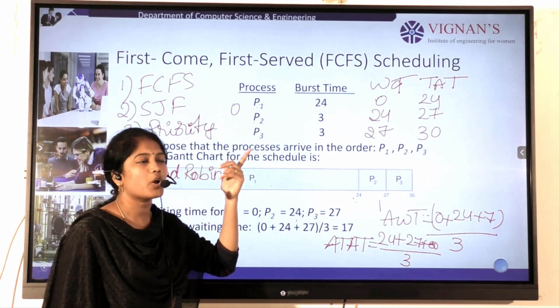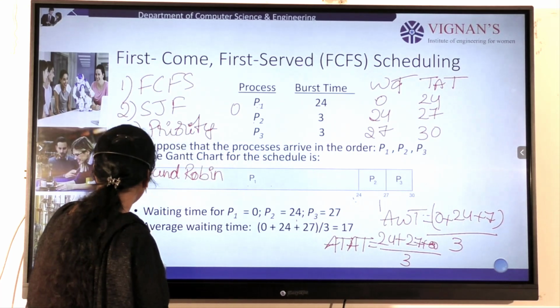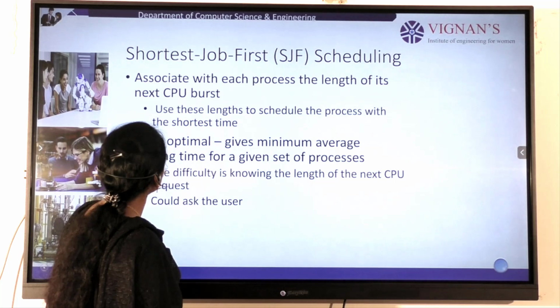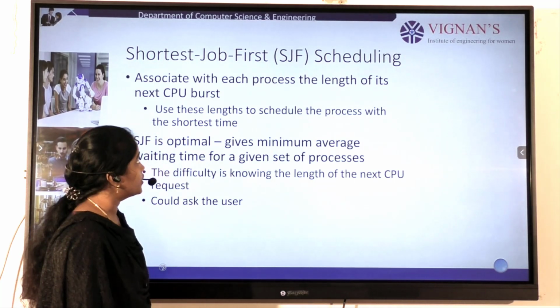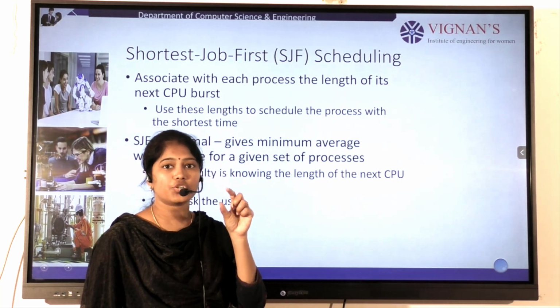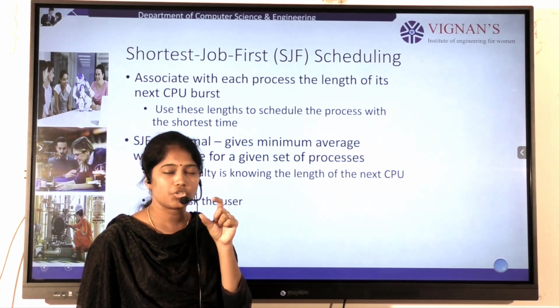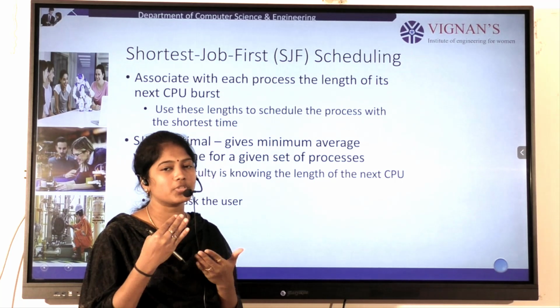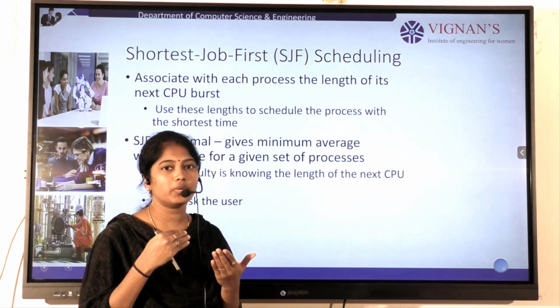To overcome this problem, we have the SJF scheduling algorithm, that is the shortest job first scheduling algorithm. So in the shortest job first algorithm, first the process with the shortest execution or shortest burst time will enter into execution, then only the longer processes will enter into execution or be allotted to the CPU.